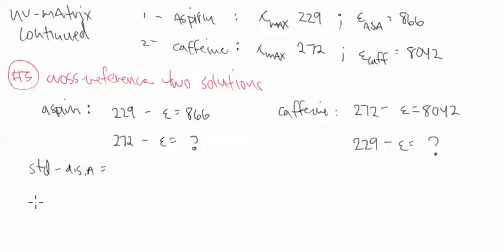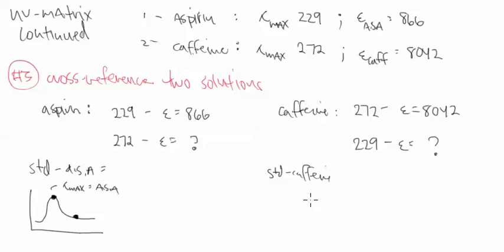and then I put it on the spec, and I get this typical curve. Here's the lambda max, basically, for aspirin. We already talked about that number. And 272 is down in here somewhere. And then I do the same thing for the caffeine. I put caffeine on the spec, and I analyze it, and I get something that maybe looks like this. This is the lambda max for caffeine. And 229, probably somewhere down in here.